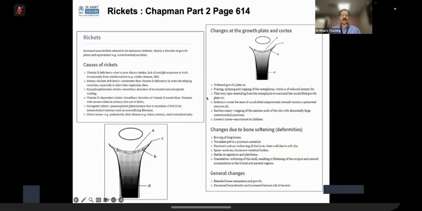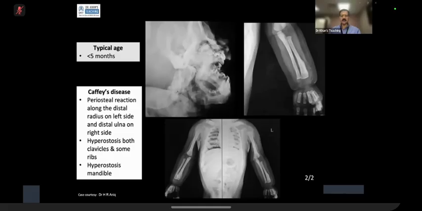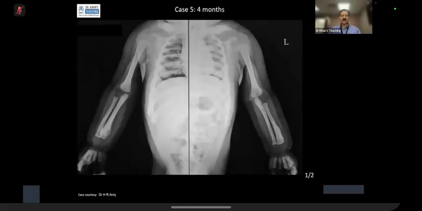I don't want to go into details of this, but it is beautifully summarized in Chapman on page 614. See this diagram and please revise everything on rickets. From there, we come to Caffey's disease. Now, Caffey's disease, by the way, our case was also Caffey's disease. The candidate did very well. The candidate asked for clavicle and mandible, etc., and that is what it was.